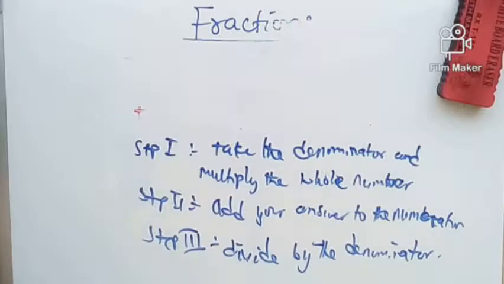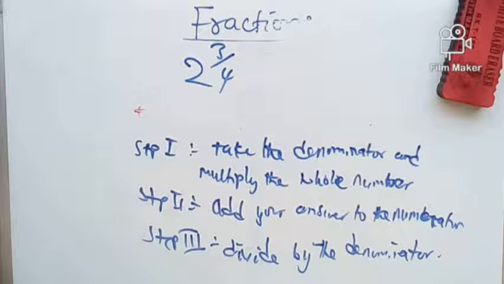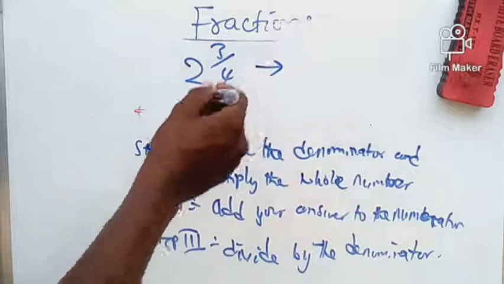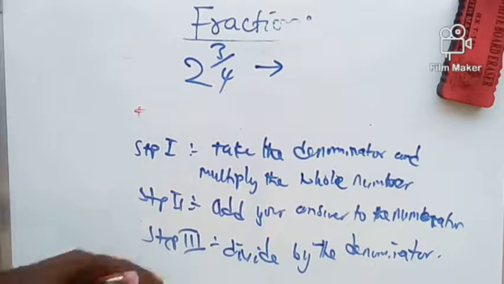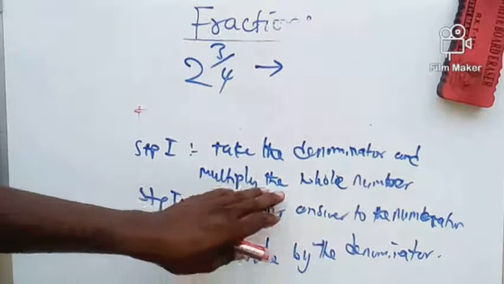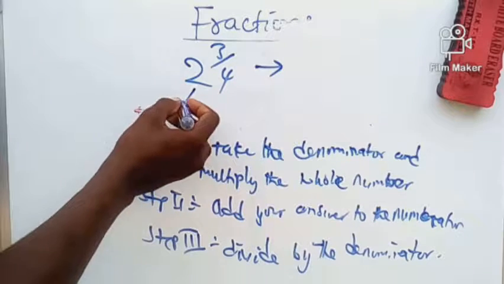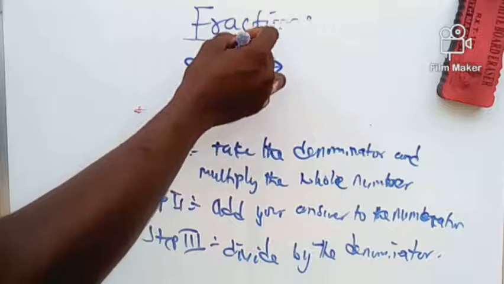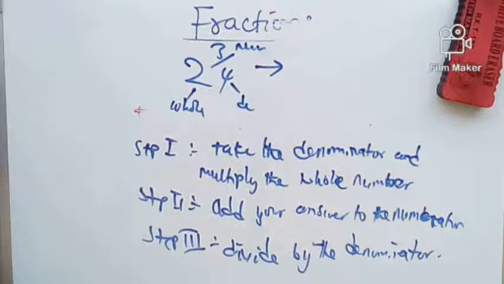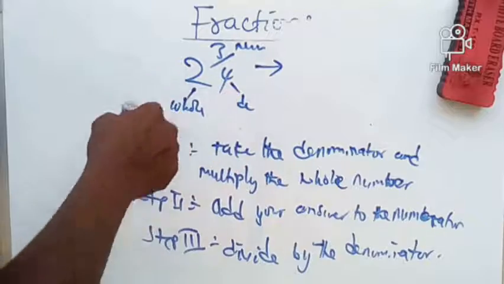So let's say we have 2 whole number 3 over 4. This is a mixed fraction. So let's convert this mixed fraction to an improper fraction. To do this, let's go with the first step. Take the denominator and multiply the whole number. Notice that this fraction is made up of a whole number, this is the denominator, and this is the numerator. So we take the denominator 4 and multiply the whole number. So what we have is 4 times 2, and that is what?